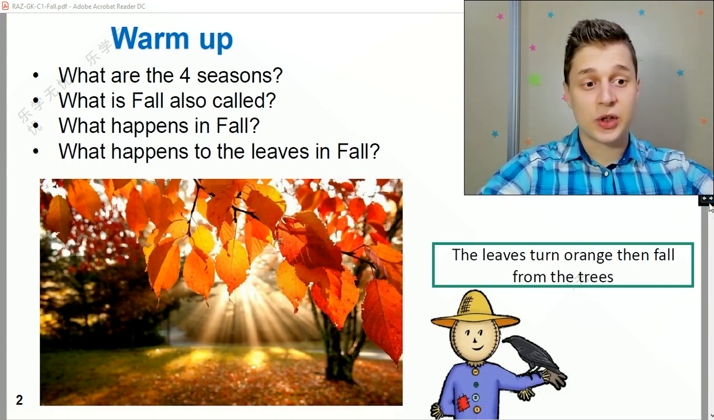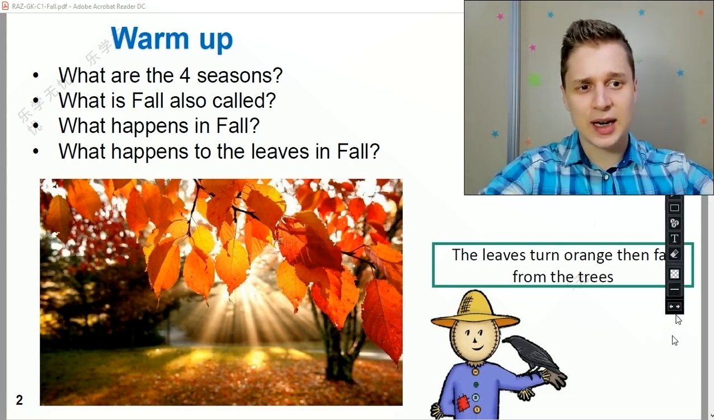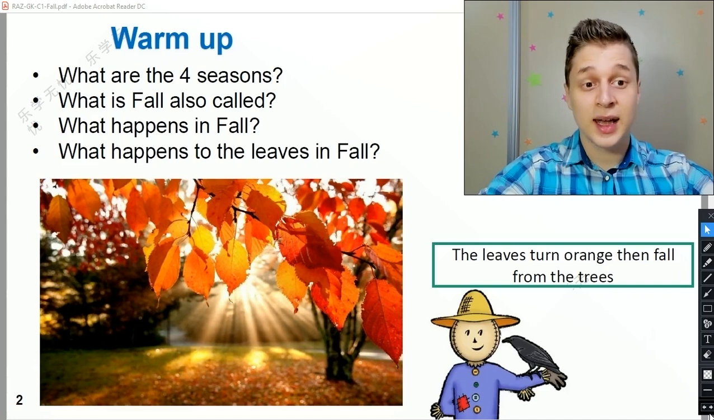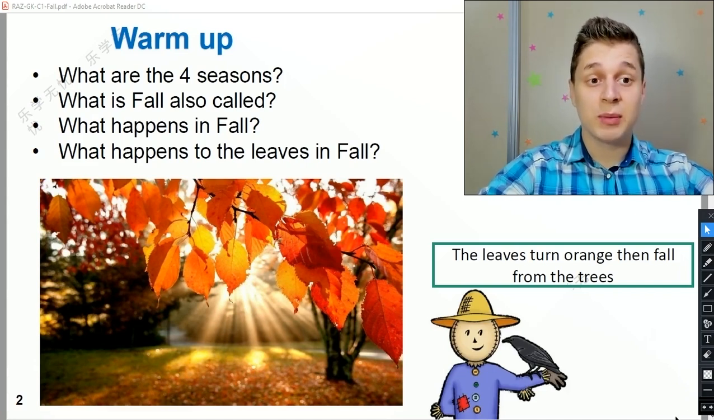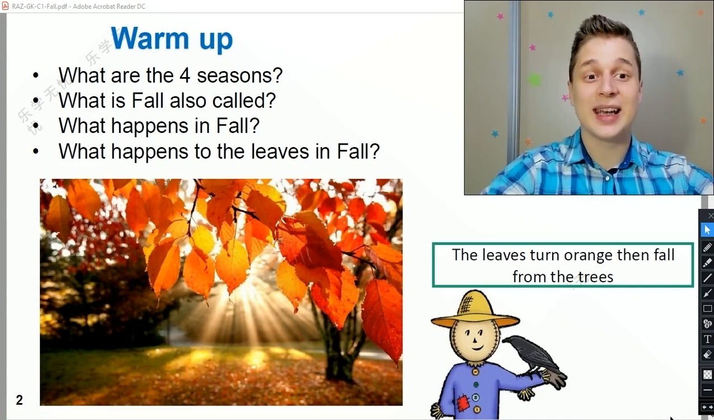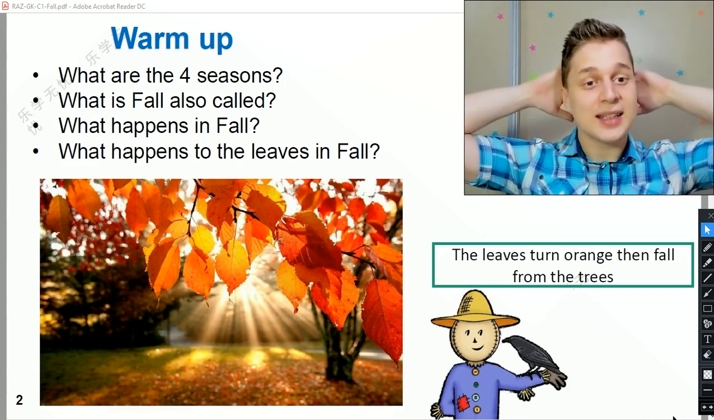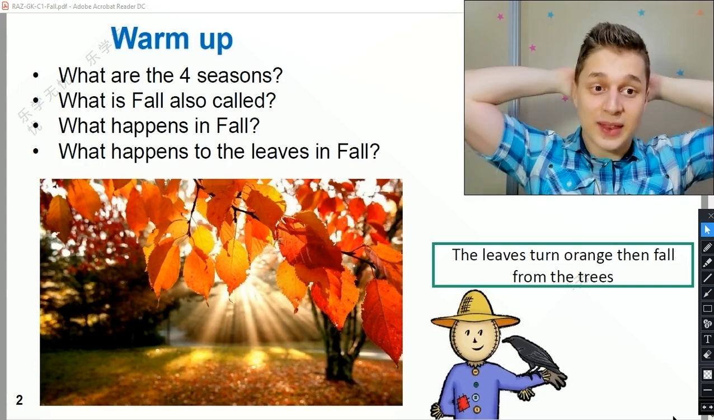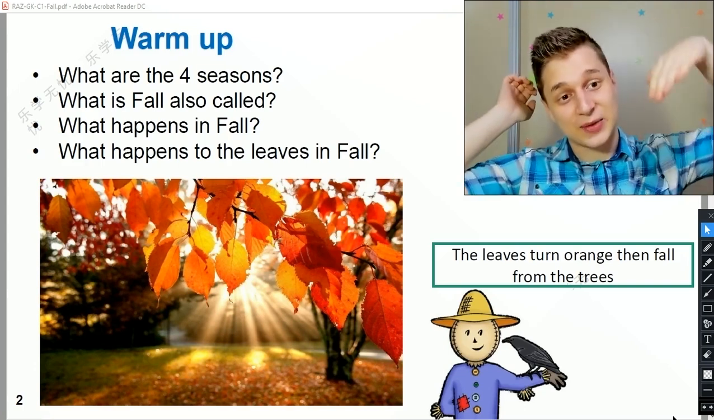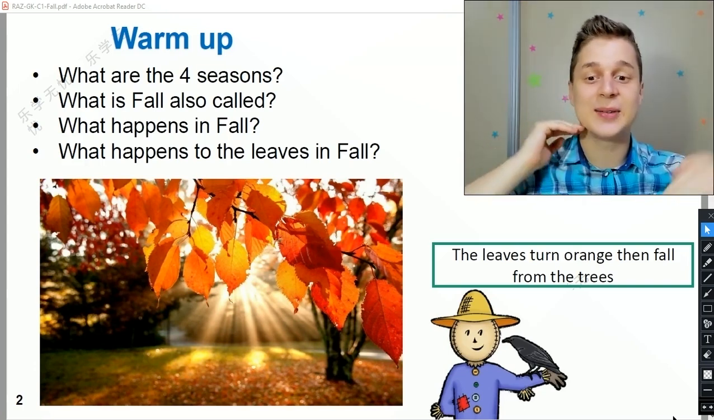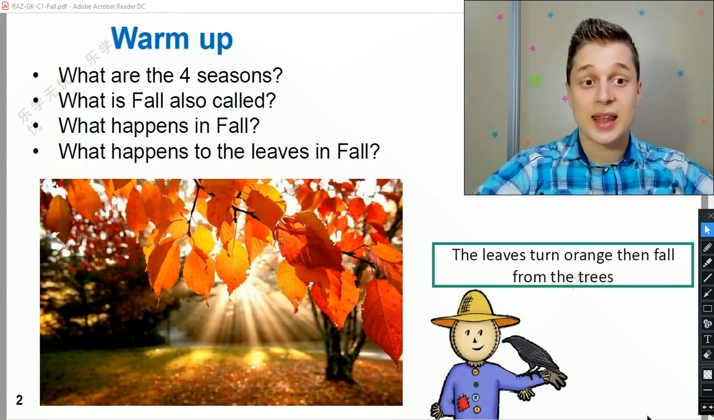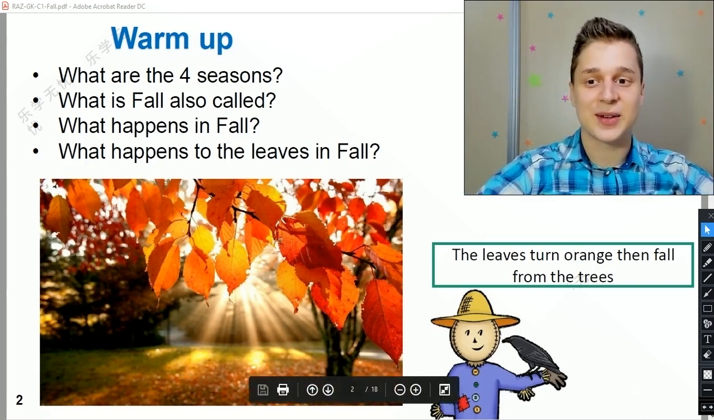The leaves turned orange. Why does this happen? Do you guys maybe know? The leaves turn orange because they don't work anymore. They are on vacation. They can rest and relax, and when their time comes, they can slide and fall down on the ground. That's what happens to the leaves in fall.